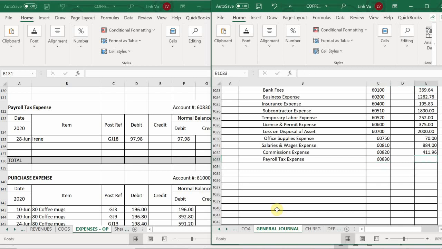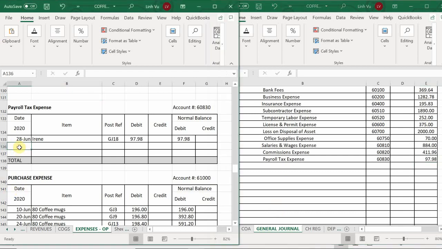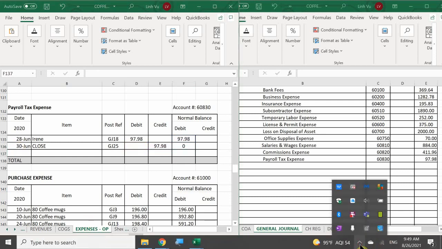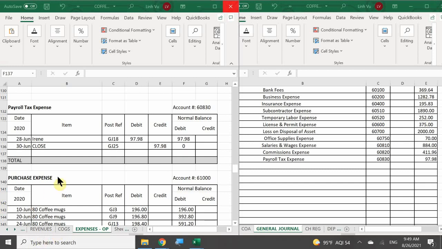All right. And for how much am I going to credit this account? $97.98. So I'm going to close that out, $97.98, which should definitely bring my account balance to 0. Okay.